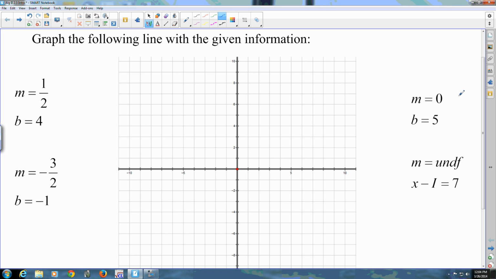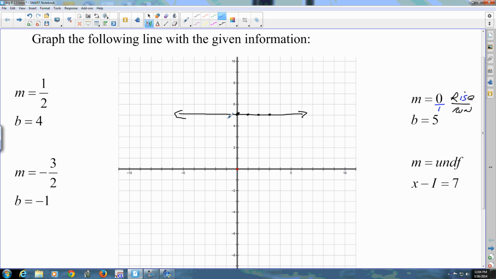Jumping over this one, slope is 0. If you want, you can put it over 1 to help you see it. Rise over run. Y-intercept of 5. So you're going to do a y-intercept of 5. Rise 0, so you're not going to go up or down, but you can run 1. Run 1. That's going to create a horizontal line.